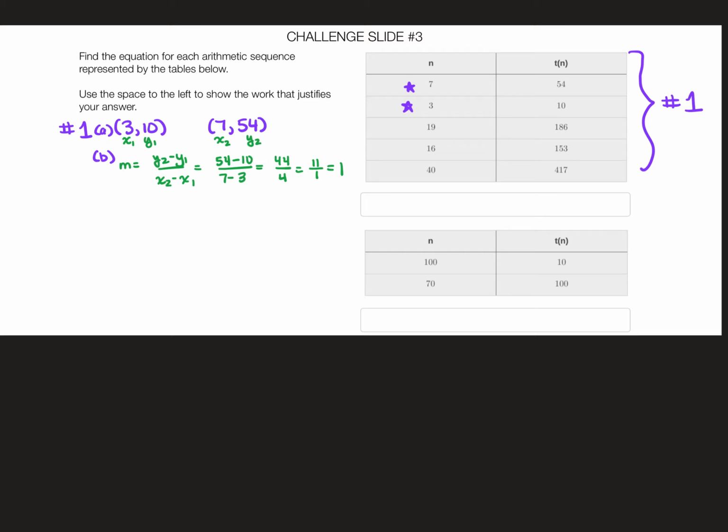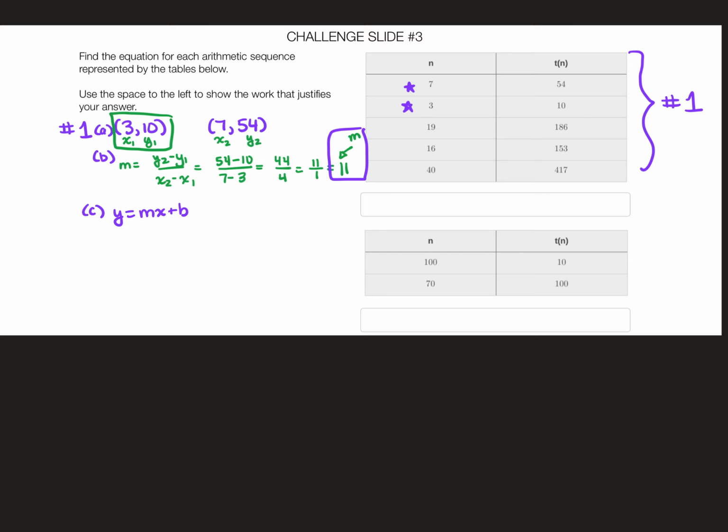So this is our generator, right? This is our slope. This is m. So we've got one part of our equation. Now we're going to use that along with one of our points and write our equation in y equals mx plus b form. So I know that m is, sorry, I wrote 1 there, it should be 11. M is 11. I know that y is 10 and x is 3.